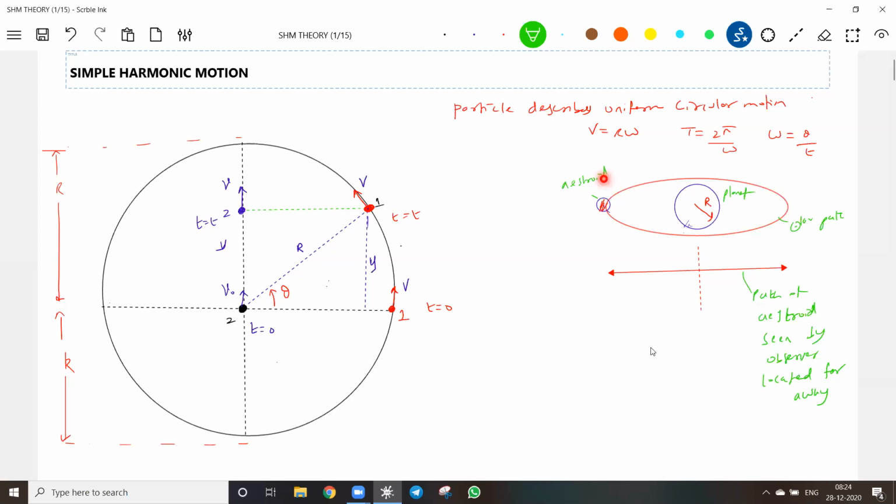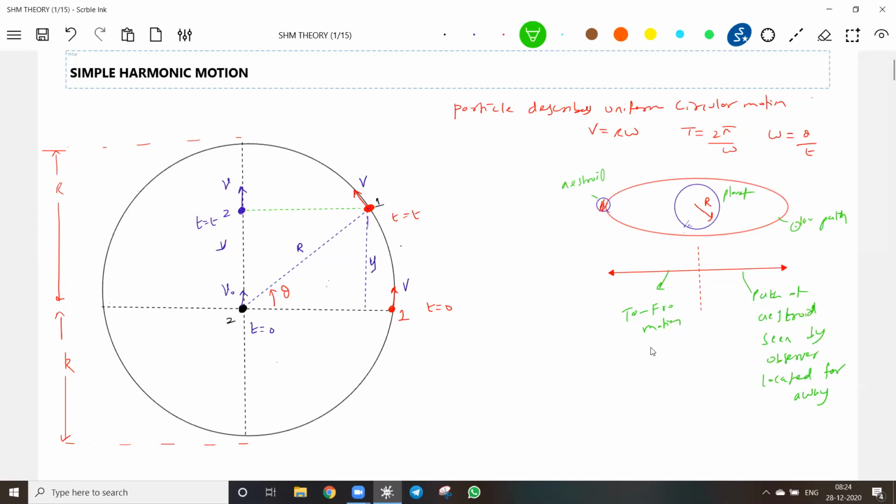Let's not say why it will describe a circular path. We know the gravitational attractive force provides the required centripetal force. So we know all that story. Let's not bother here. I'm interested in this to and fro motion. The path of the asteroid seen by an observer located far away. What is this motion here? This is a circular path motion. To and fro. To and fro motion. This to and fro motion is what I wanted to show.